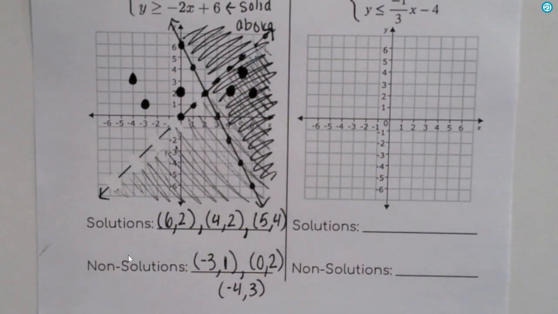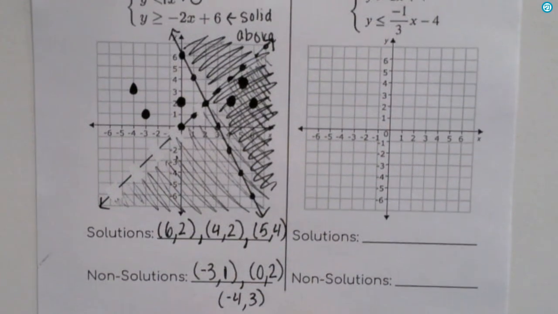Any questions about this first problem? It's something you already know how to do because you already know how to graph a line and shade. It's just adding in that you're doing two of them at the same time and listing those solutions. All right, we've got one more problem to do, and then you only have 4 on your assignment.